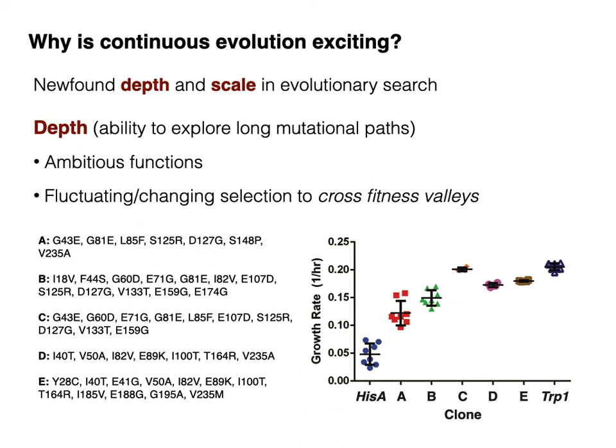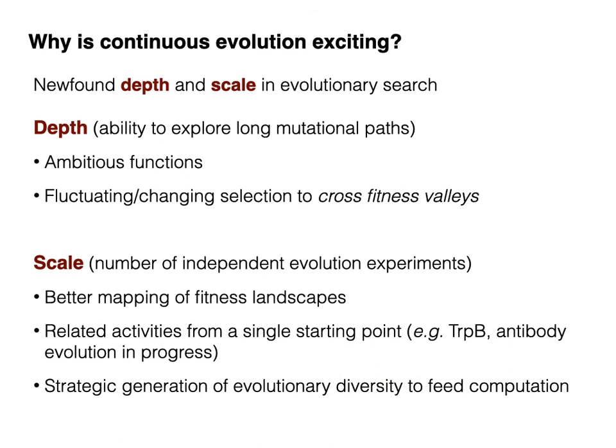However, if you relaxed the selection and then returned to strong selection for tryptophan biosynthesis, you could adapt fully, producing variants that could support cells to grow at near wild-type rates in the absence of tryptophan. Here I'm just showing some of these variants of His-A which have very high activity in tryptophan biosynthesis, but they are only reliably accessible with some drift.